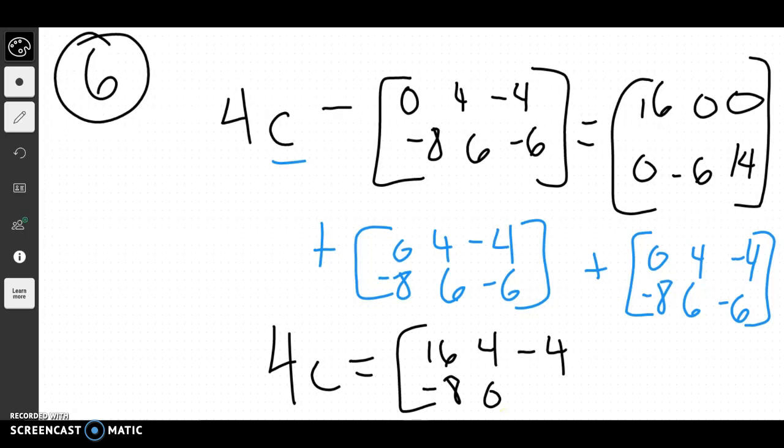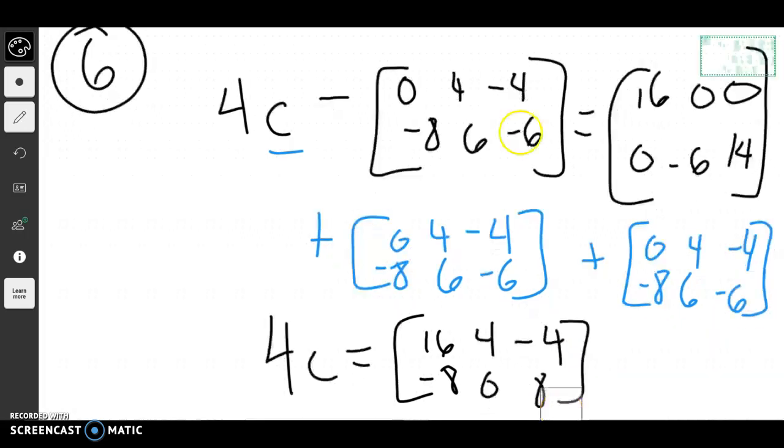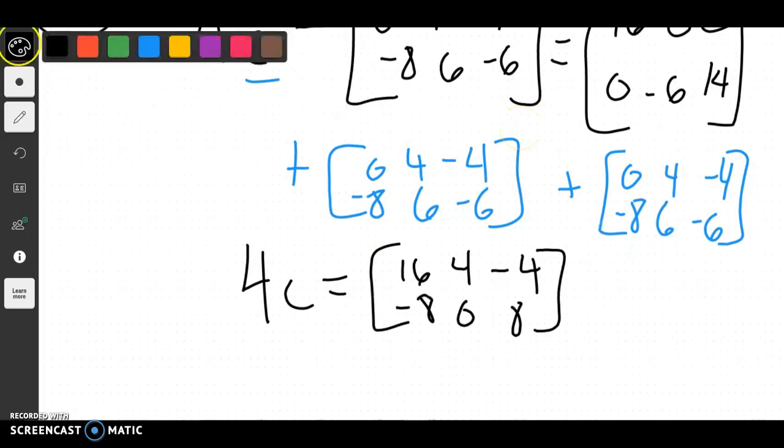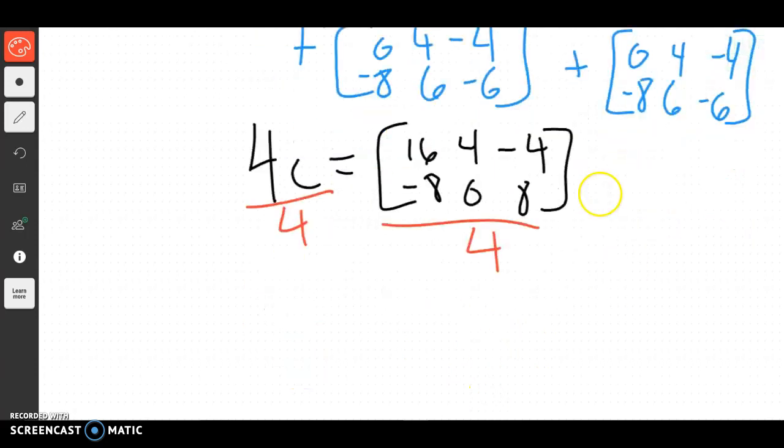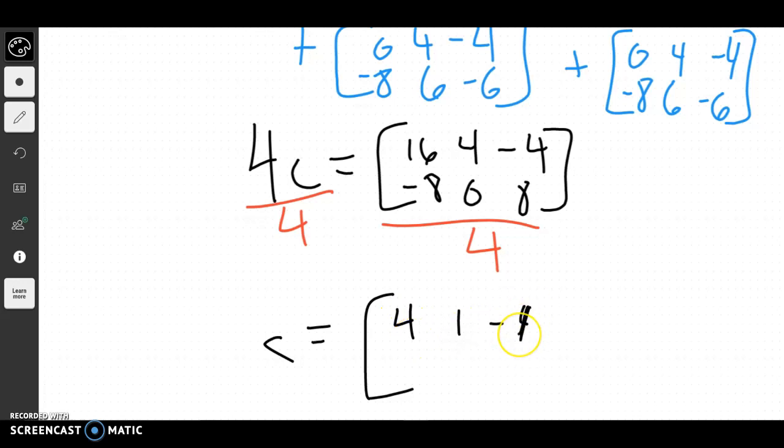0, and 8. And then, now you can't divide matrices, but you can divide numbers. So just like kind of the determinant, we take all the numbers on the inside and divide by it. That's what we're going to do with this. So we'll just divide all the numbers by 4. That's 4, 1, -1, -2, 0, and 2.